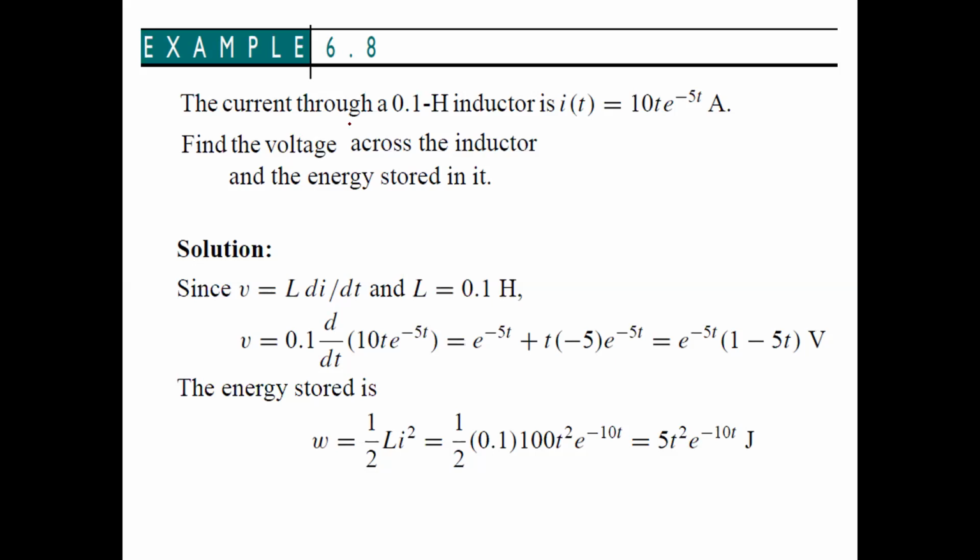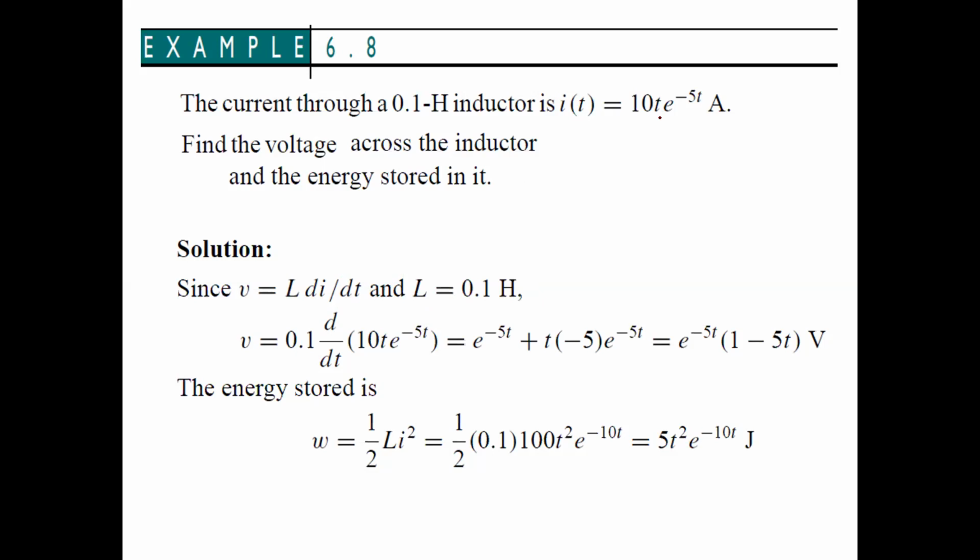So in this example, the current through a 0.1 Henry inductor is this, it is 10t e raised to minus 5t. Here, find the voltage across the inductor and the energy stored. As you all know, the voltage across the inductor is given by this equation, V is equal to L di by dt, and the value of inductance, capital letter L, is equal to 0.1 Henry, this value here, and take the derivative of current.